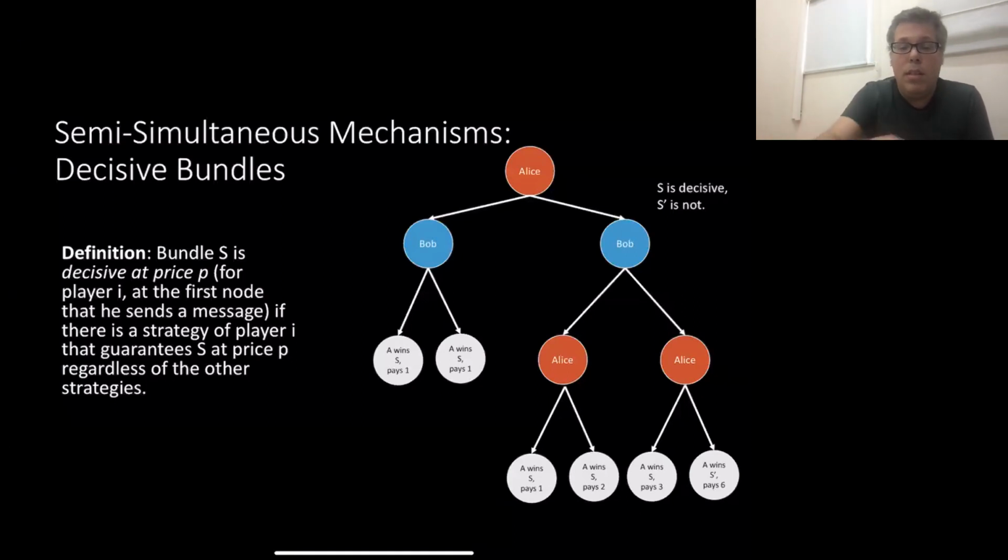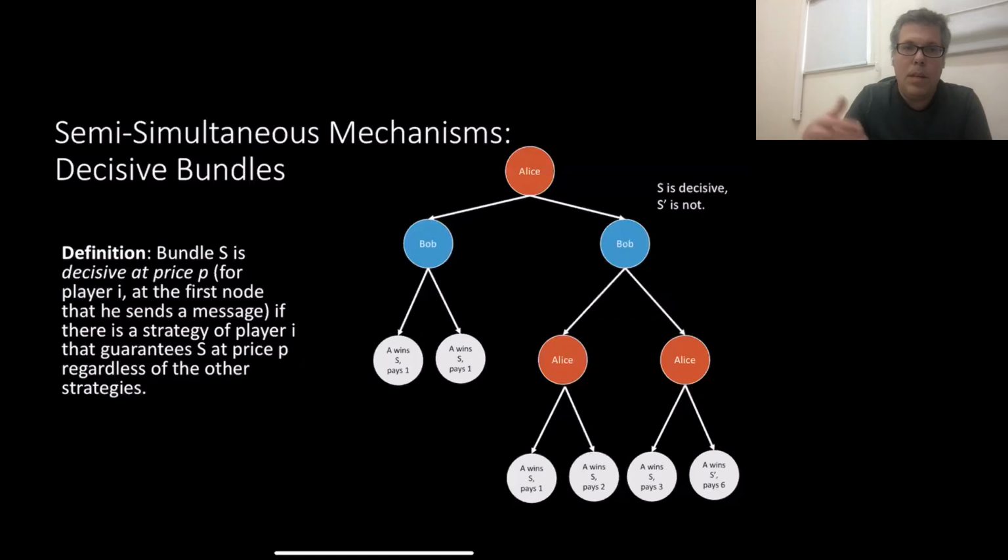So let's look at the game tree. Let's suppose that Alice plays first. Bundle S is decisive at price P for Alice if there is a strategy of Alice that guarantees this bundle S at price P regardless of the other strategies. For example, here in this tree, S is decisive because Alice can go left in the first round, and then no matter what Bob is doing, she's going to get S. And S prime is not decisive because Alice has to go right in order to get S prime, and if Bob goes left, then she won't get S prime.